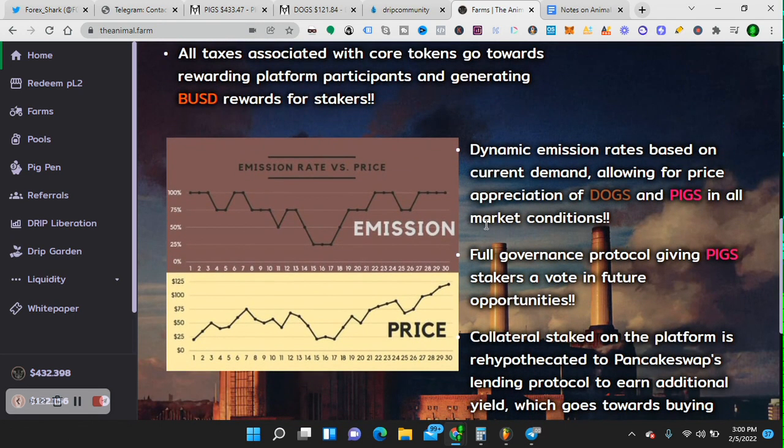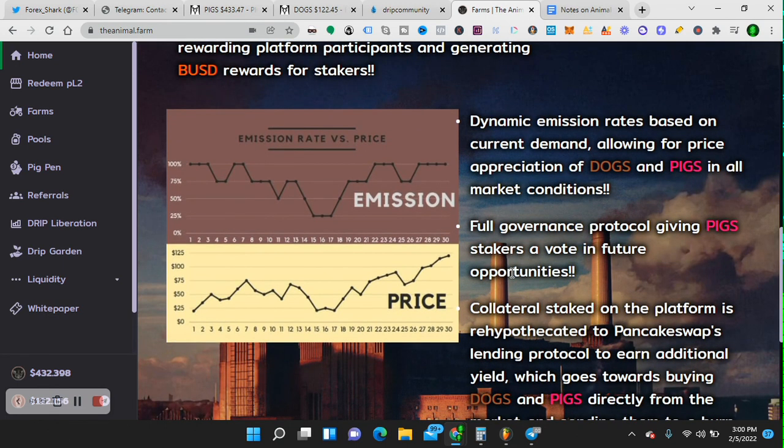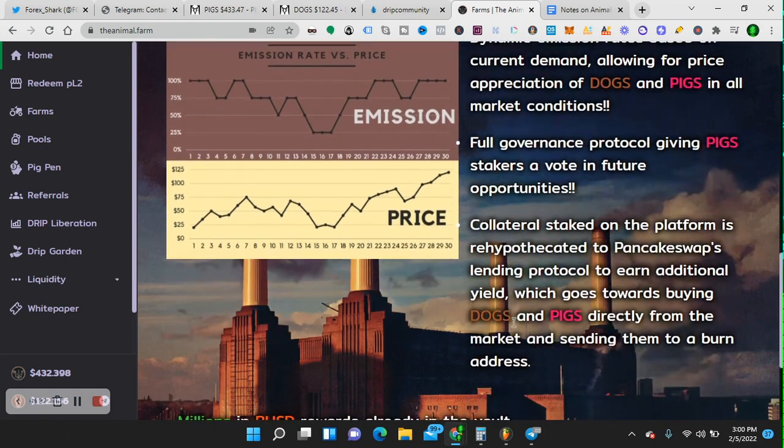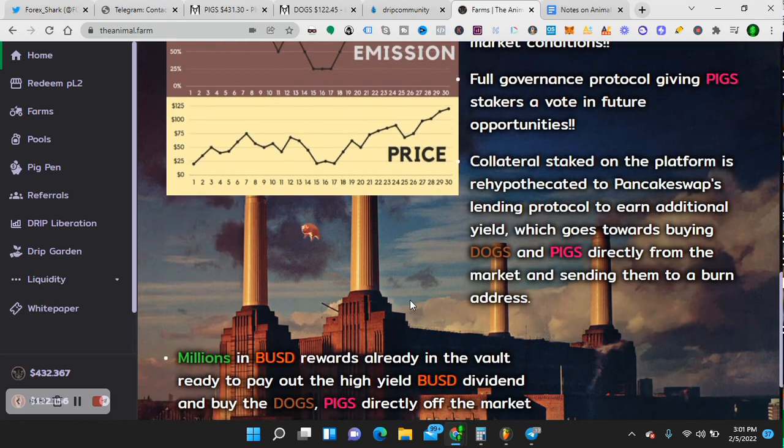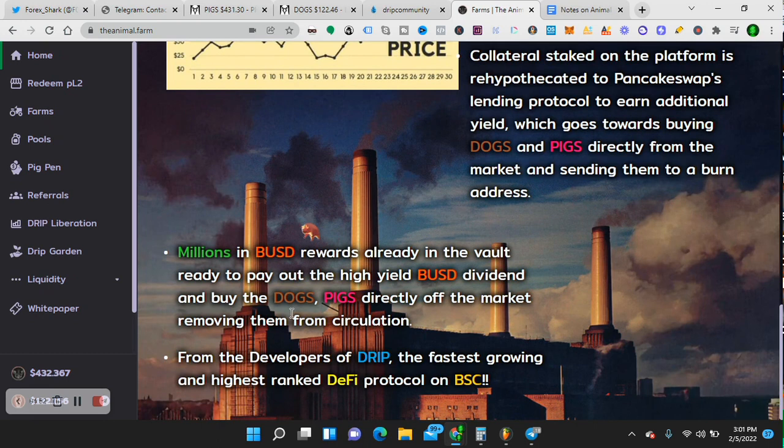Dynamic emission rates based on current demand, allowing for price appreciation of Dogs and Pigs in all market conditions. Full governance protocol giving Pig stakers a vote in future opportunities. Collateral staked on the platform is rehypothecated to the PancakeSwap lending protocol to earn additional yield, which goes towards buying Dogs and Pigs directly from the market and sending them to a burn address. I know this is a lot. I'll go over it.